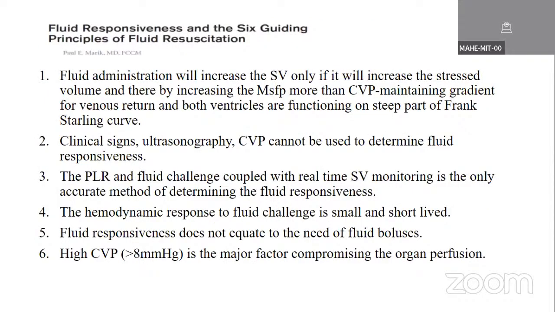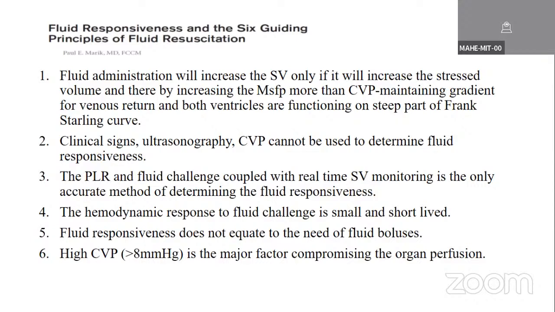This is a paper by Dr. Paul E. Marik. He wrote about fluid responsiveness and the 6 guiding principles for fluid resuscitation. He said that fluid administration will increase the stroke volume only if it increases the stressed volume and thereby increases the mean systemic filling pressure.